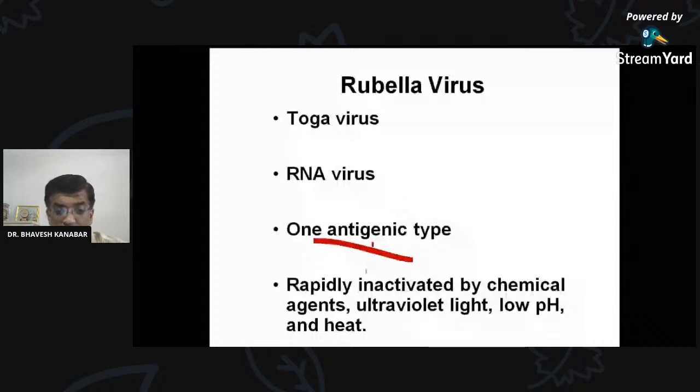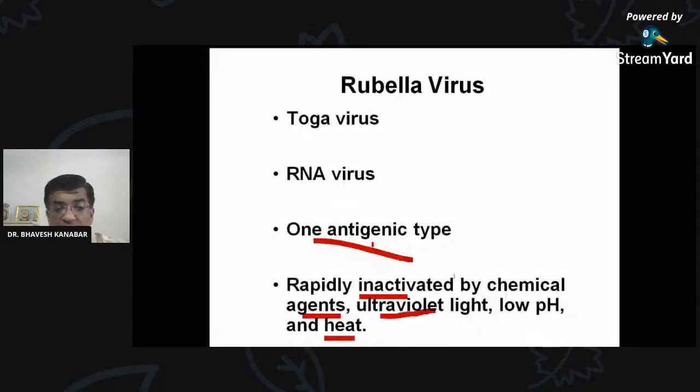Rubella virus is rapidly inactivated by chemical agents, ultraviolet light, low pH and heat. So it is easy to disinfect. Chemical agents like Glutaraldehyde preparation can easily inactivate the rubella virus, as well as ultraviolet light. So these are the modes of disinfection, how to disinfect a surface from rubella virus: low pH and heat.